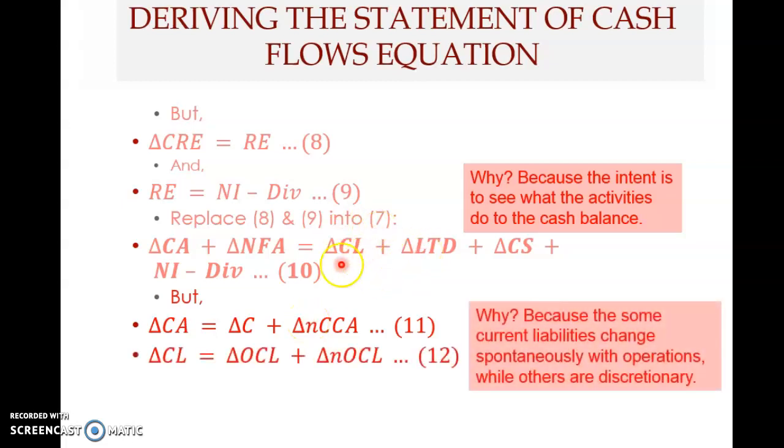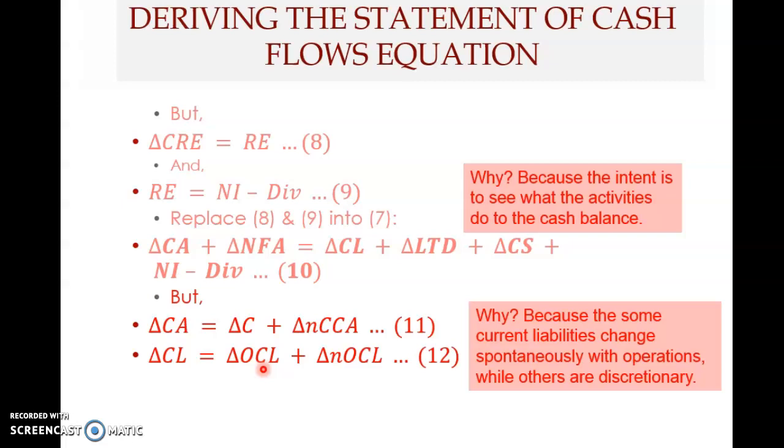And on the left-hand side, the change in current liabilities we also expand into two items: change in operating current liabilities plus change in non-operating current liabilities. Why do we do that? Because some current liabilities change spontaneously with operations, while others are discretionary. Spontaneous means they change automatically. That refers to operating current liabilities. What is an example of an operating current liability? A very good, apt example would be payables, the amount you owe your suppliers.